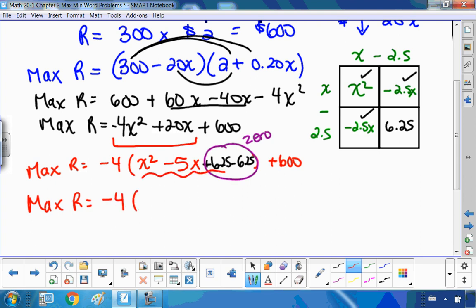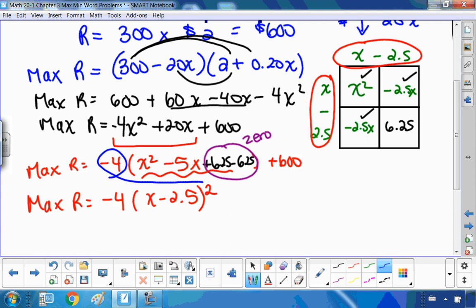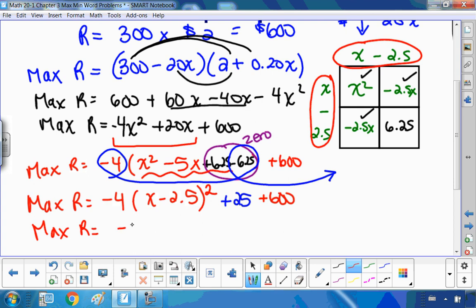So back down to max revenue, negative 4 times. I'm going to factor my perfect square trinomial, which I know from my grid factors as x minus 2.5 times x minus 2.5, or x minus 2.5 squared. Then I have to deal with that negative 6.25 on the inside. So I'm going to do negative 4 times negative 6.25 and bring that out. So negative 4 times negative 6.25 is positive 25, which I add with the 600 that's already out there. So my max revenue is negative 4 times (x minus 2.5) squared plus 625.